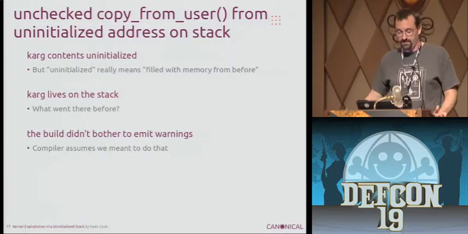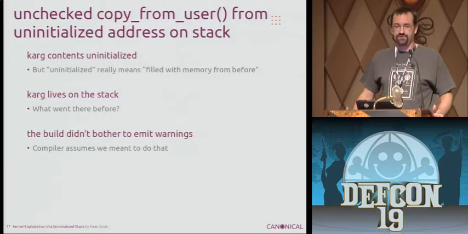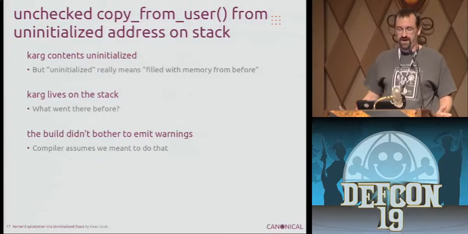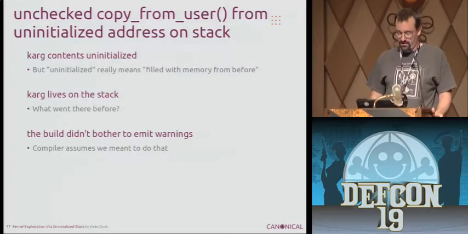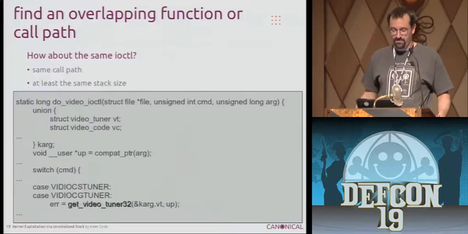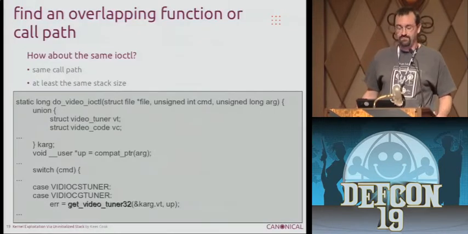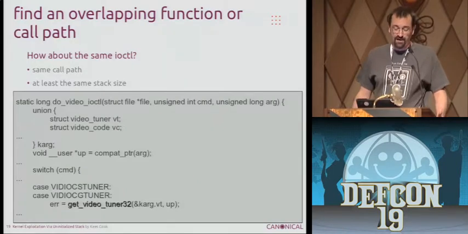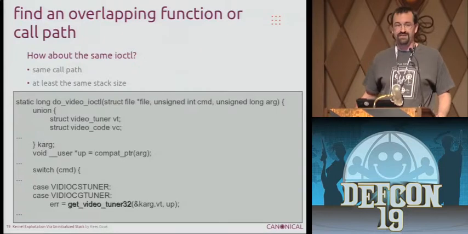And one of the questions is, why does this even show up? Why didn't anyone notice it? And the problem is that we passed everything by pointer value, so the compiler just ignored it, figured we knew what we were doing when we built it. So to control this variable, you find something else that builds the stack in a similar fashion. Lucky for me, this was in an I/O control, which means that you just pick a different option for your I/O control, and you'll actually have exactly the same stack layout.